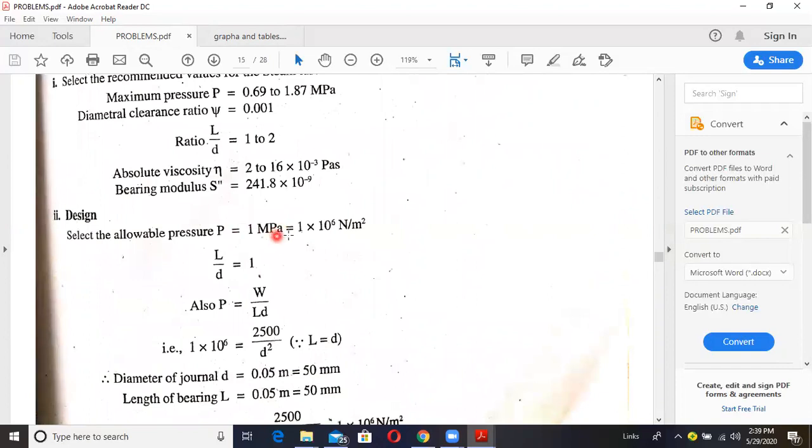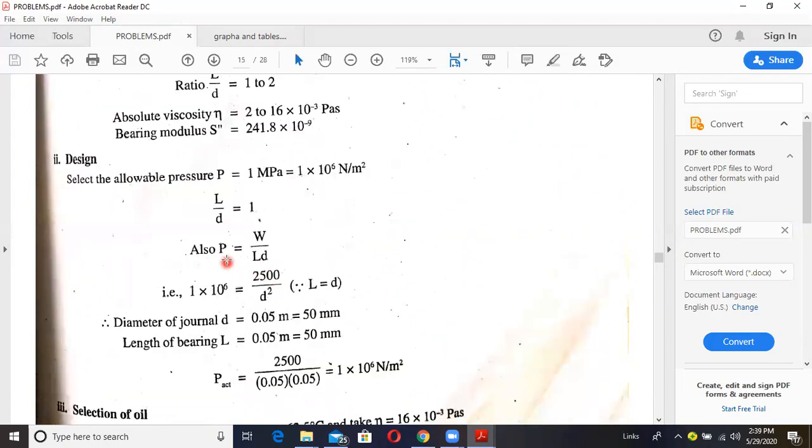So I am going to take P is equal to 1 MPa. Convert 1 into 10 to the power of 6 Newton per meter squared. Then again L by D is 1 to 2. In between this I can take any value. I can take 1 or 1.2, 1.52, any value. So I can take L by D is equal to 1.